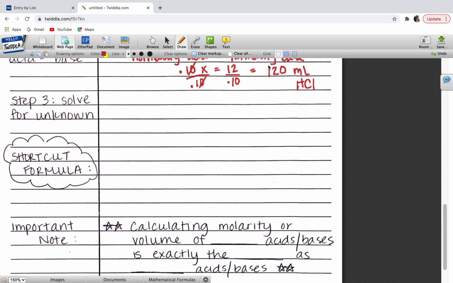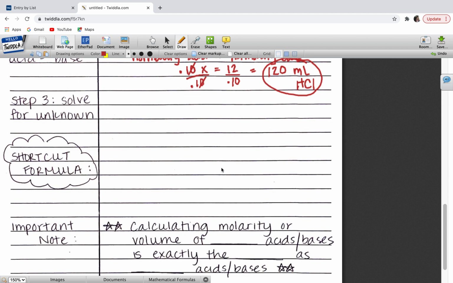So there it is. It would take 120 milliliters of that hydrochloric acid solution to neutralize the 50 milliliters of magnesium hydroxide we had. So if I wanted to reach the equivalence point, that's how much acid I would have to add to the base to end up with salt water.